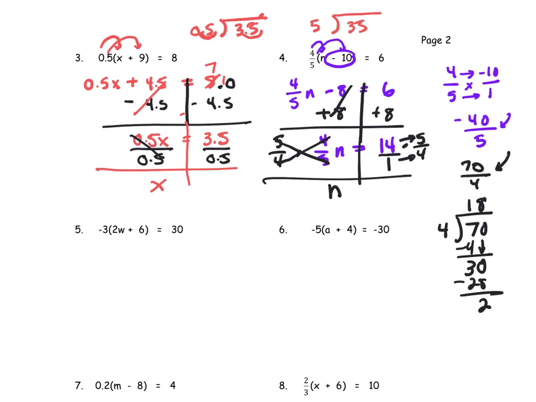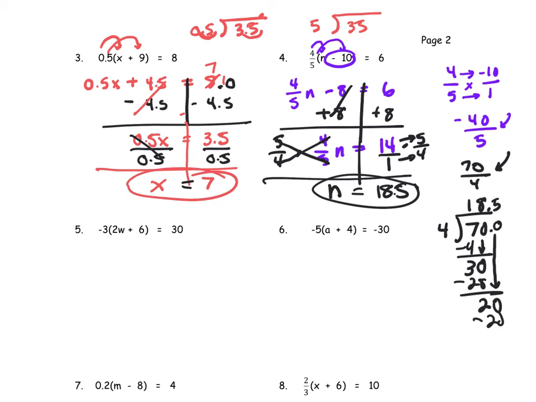Now, because 4 won't go into 2, I need to attach decimals. I'm going to drop down a 0 placeholder, and 4 will go into 20 5 times. So the answer is n equals 18 and 5/10. Okay, just noticed I didn't finish this off, so the answer here is 7, just to be clear.